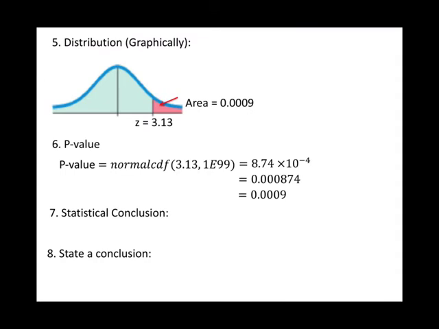Okay, now you want to use the p-value to compare with your significance level. So the p-value will be equal to 0.0009, compare with your significance level. So this should be less than or equal to, or greater than.